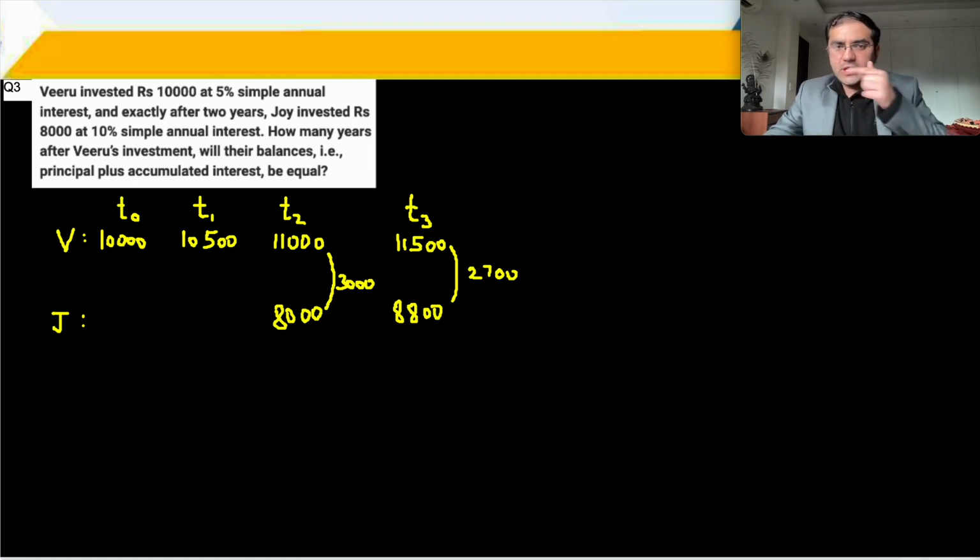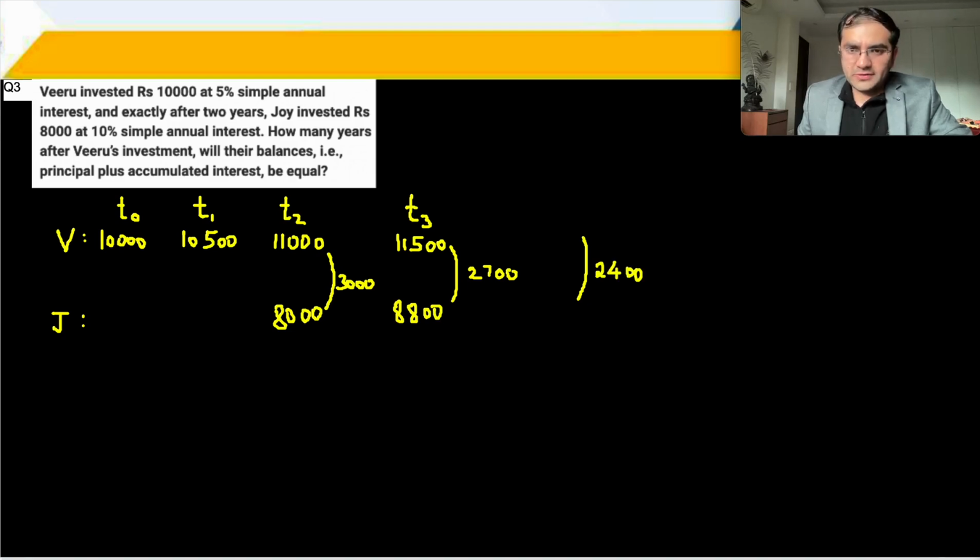Question is asking how many years after Veeru's investment will their balances be equal? So this gap of 3,000 has become 2,700, then it will become 2,400, then it will become 2,100, and so on. It will keep reducing. At a point it will become 300, and finally it will become 0, and their balances will become equal.